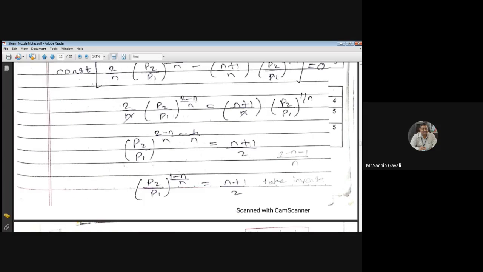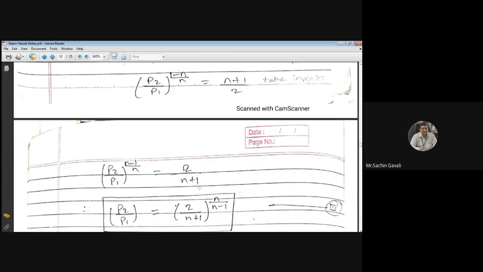So p2 upon p1 raised to 2 minus n upon n minus 1 upon n is equal to n plus 1 divided by 2. And in that case, if we simplify it, then p2 upon p1 raised to 1 minus n upon n is equal to n plus 1 divided by 2. Okay, now in that case, it will become p2 upon p1 raised to n minus 1.